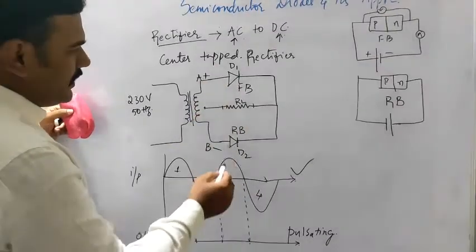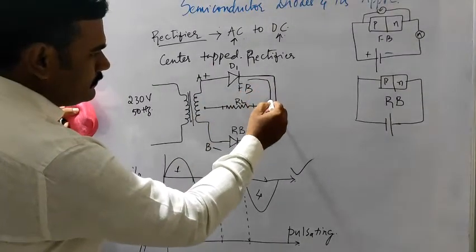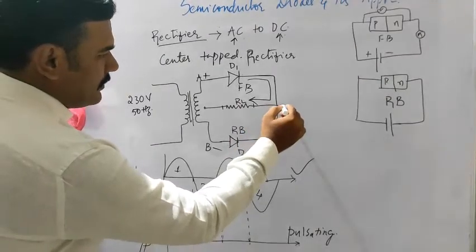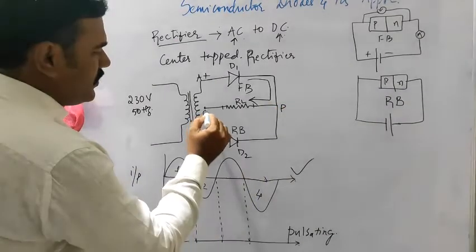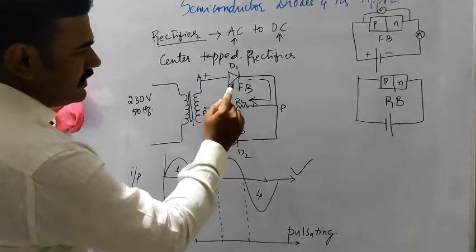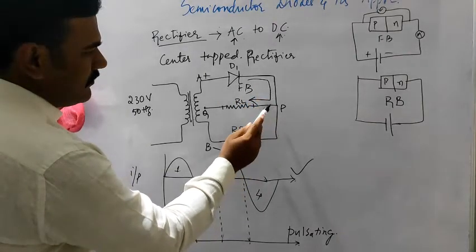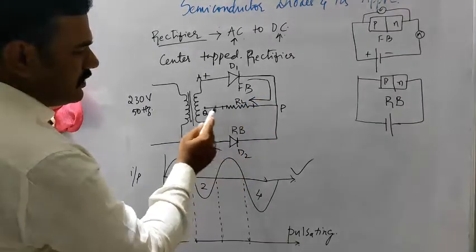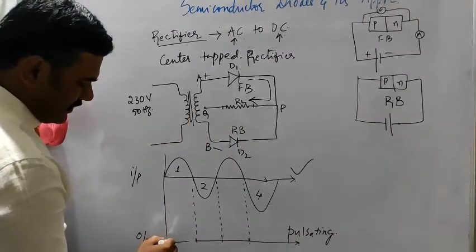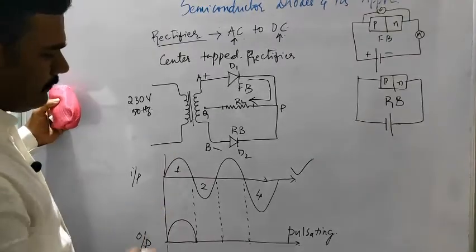When D1 is forward biased, it conducts current. This is the flow of current. If we mention these two terminals P and Q here, in the first case when D1 is conducting, the current flows through D1 and from P to Q across RL. Therefore the first half cycle appears across the output, that is RL.